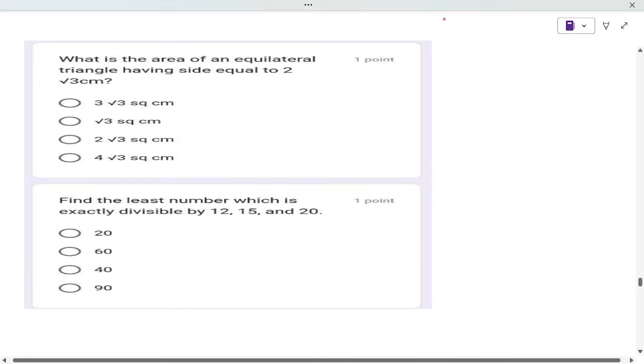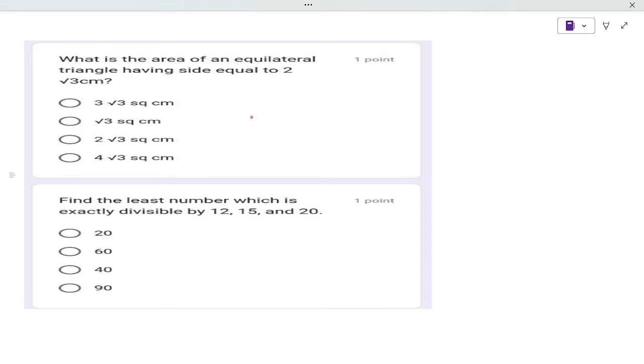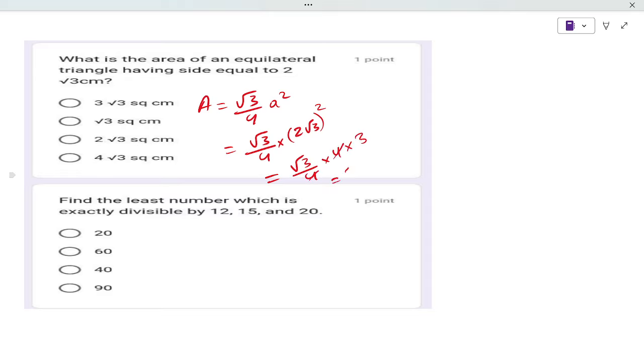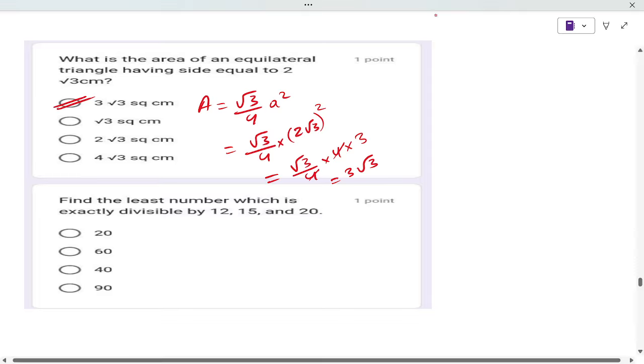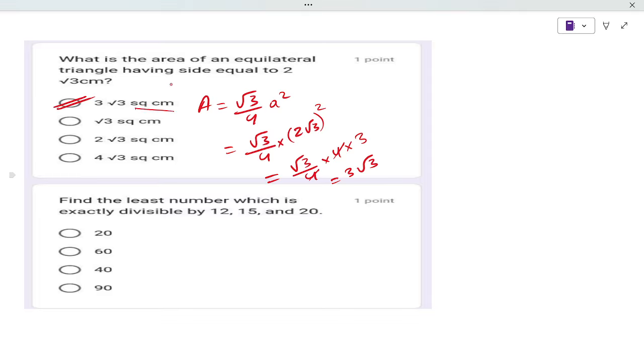Next one. What is the area of an equilateral triangle having side 2 centimeters? Alright, so we can put the formula right away. Area of an equilateral triangle is root 3 by 4 a square. So root 3 by 4 into a square is what? 2, yeah, you just put the bracket also. So now here root 3 by 4, 2 square gets 4, as a root 3 square is what? 3. 4 cancel. 3 root 3. That's the answer. Area is in square centimeters, so the unit is square centimeters.